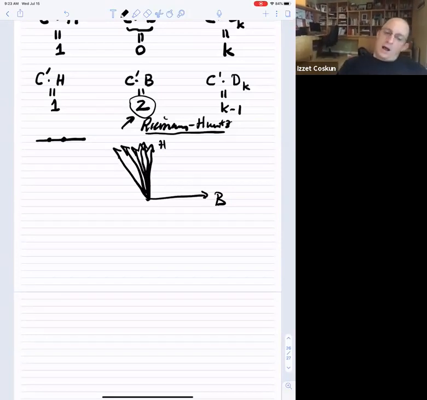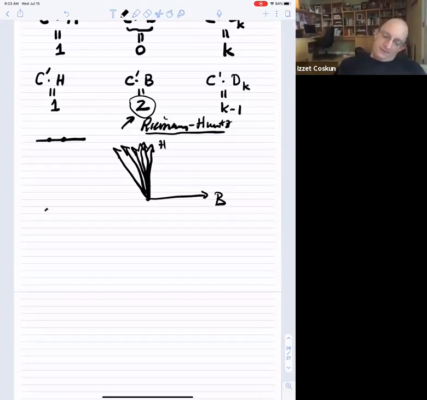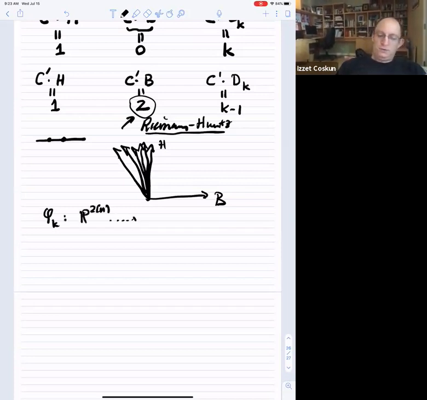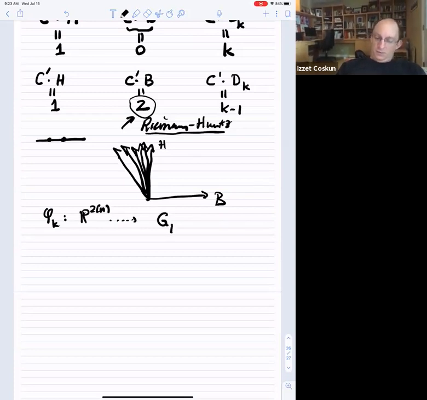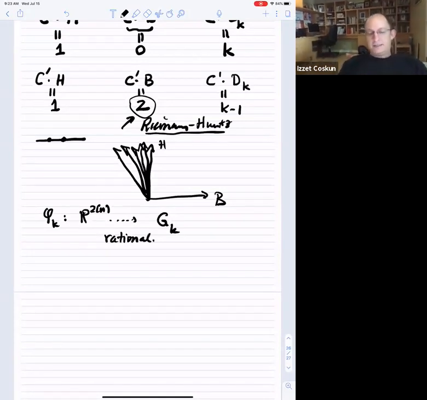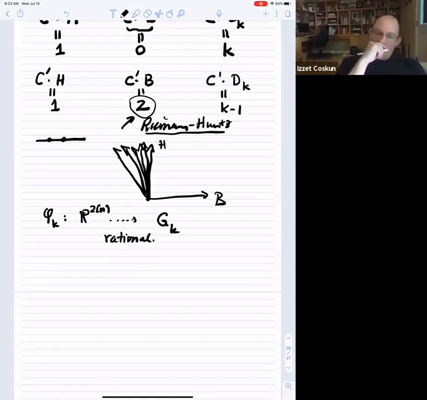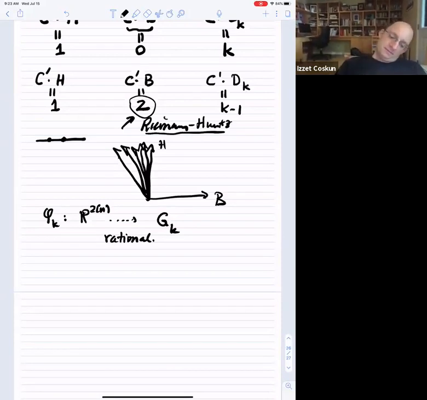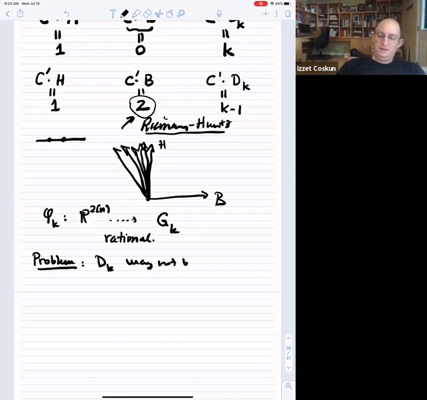But you see, the problem is that this map phi K from the Hilbert scheme to the Grassmannian was only rational, right? So it doesn't mean that dk is ample or effective or even nef.